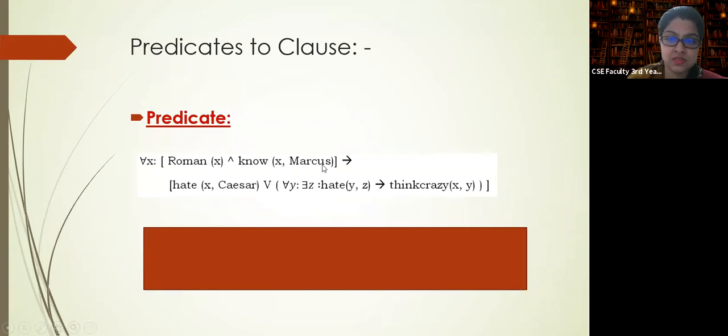This is the first truth. The second truth has two parts here. One part is this hate x comma Caesar, or the second part is the whole part which is within the first bracket. This is the second part. So for all persons who are Roman and know Marcus, they must either hate Caesar, okay.